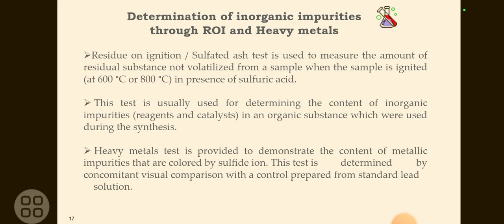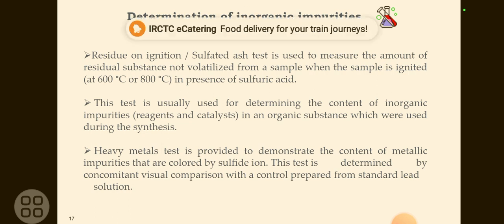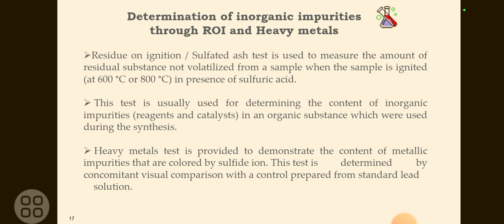Slide number 17 is about inorganic impurities and heavy metals. Why do we have to measure the inorganics? As I said, in R&D or process chemistry, we use different types of reagents, buffers or salts. Based on those, the compound may contain inorganic materials. Generally the requirement, as per the pharmacopoeias, is that the residue on ignition should not be more than 0.1%.